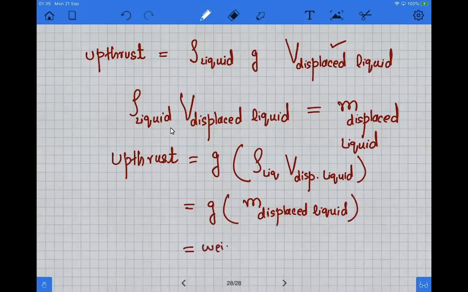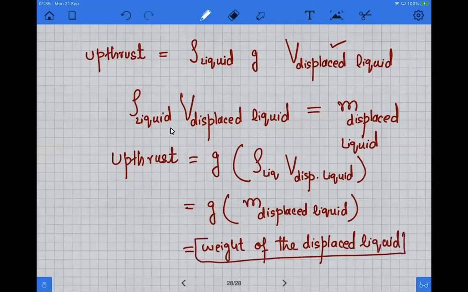So this would become the weight of the displaced liquid. If we multiply mass of the displaced liquid with the acceleration due to gravity, this will give us the weight of the displaced liquid. So basically it is the weight of the displaced liquid that becomes the upthrust. So upthrust is equal to weight of the displaced liquid basically.